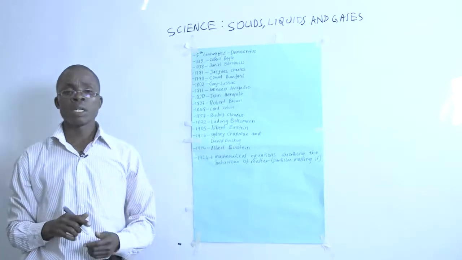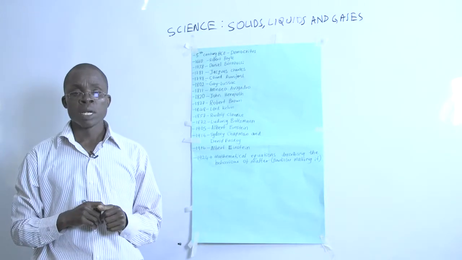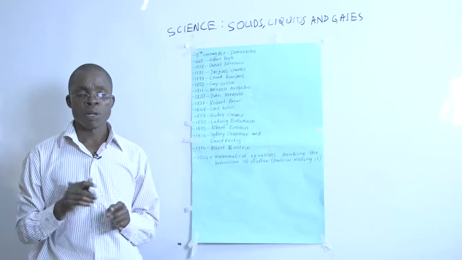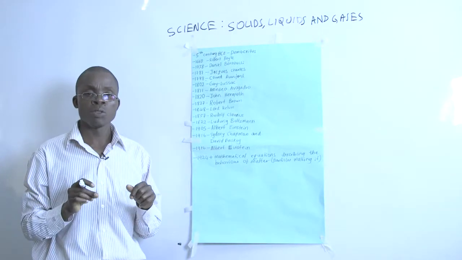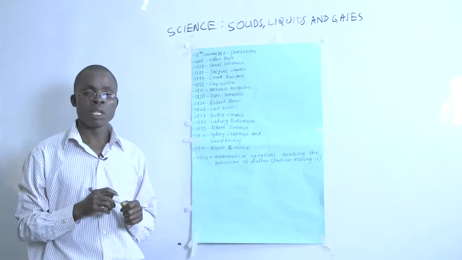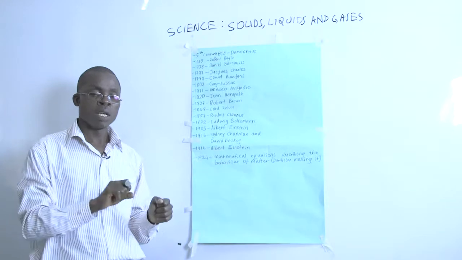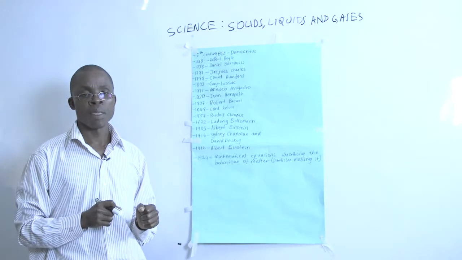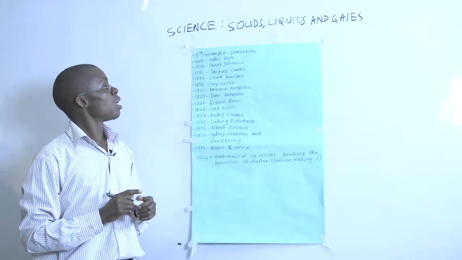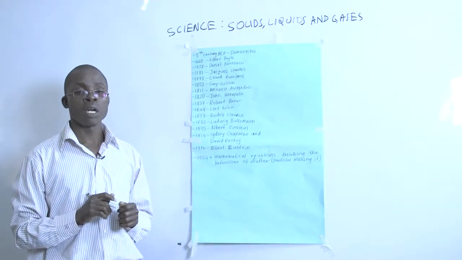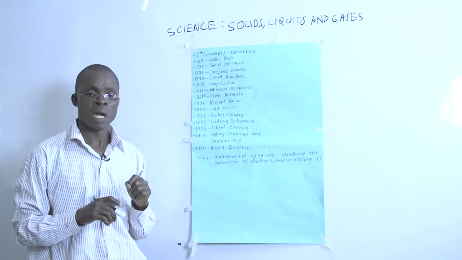Robert Boyle is a scientist that related pressure of a gas and its volume, which is still being applied up to today. In our previous lesson, you remember we looked at a bicycle pump being used to fill a tire. The principle behind that is what you call Robert Boyle's law, commonly called Boyle's law, relating pressure and the volume of a gas. How?